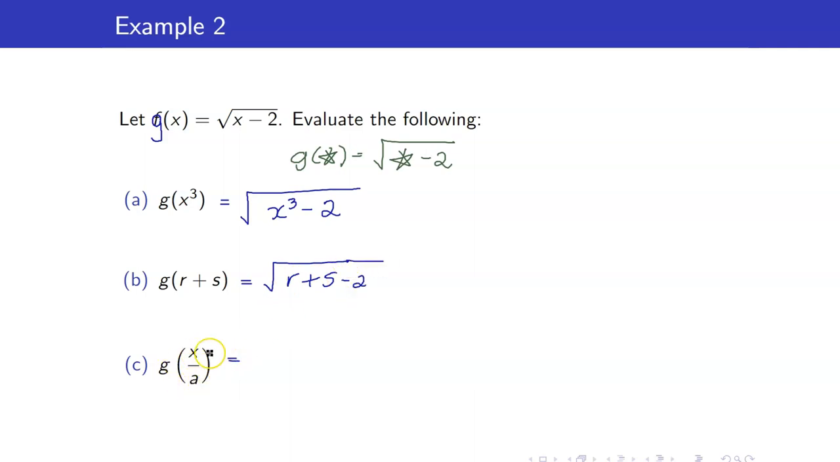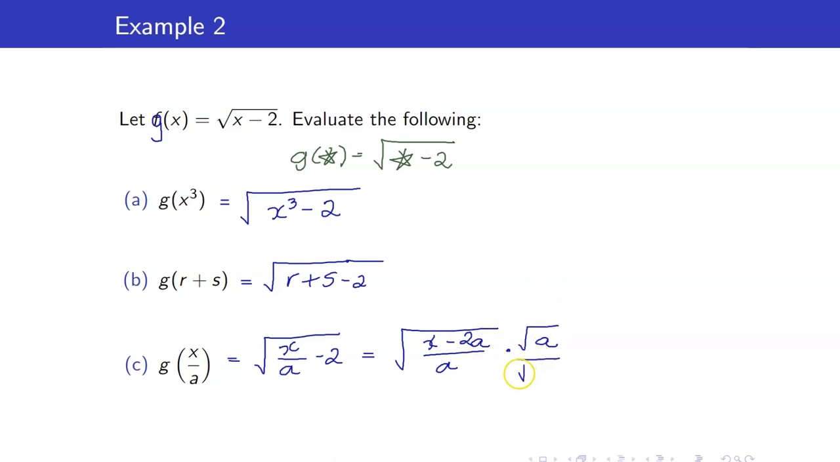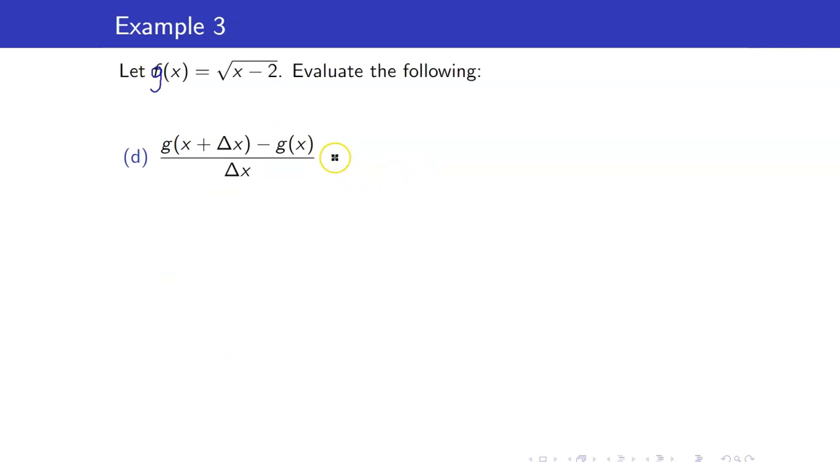G of x over a, I will substitute x over a for star here. So that's square root of x over a minus 2, which we can simplify as, I will turn this into a single fraction, so that's ax minus 2a. Or if you want, you can also rationalize, multiply both numerator and denominator by square root of a, so that's square root of a times ax minus 2a all over a.